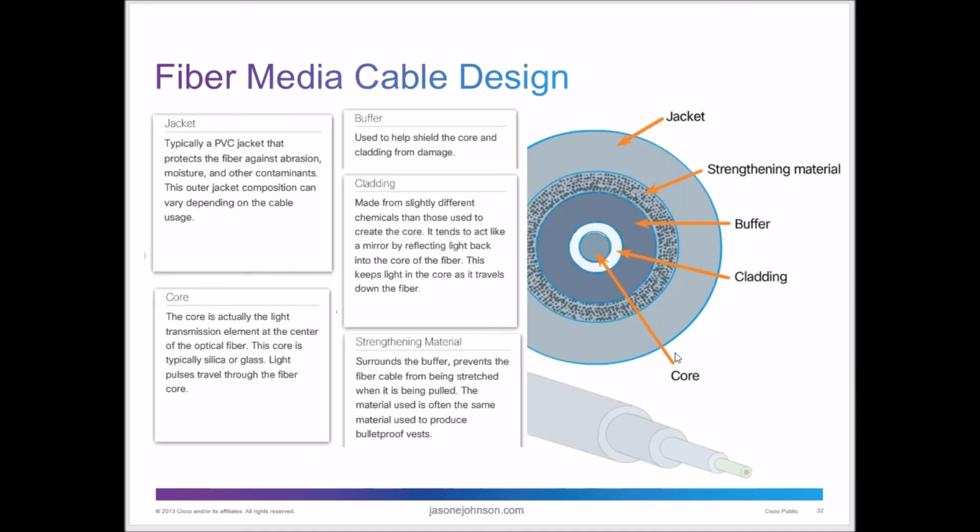So with fiber optics, you have your fiber optic cable, you have your core, your strengthening material, your outer jacket. So it looks a lot like the coax cable, but it's actually got a light inner core where the light pulses go through.